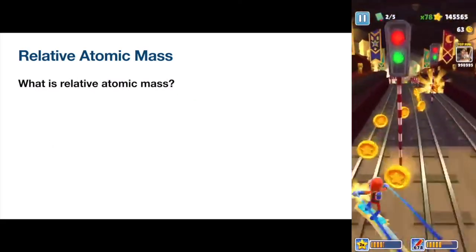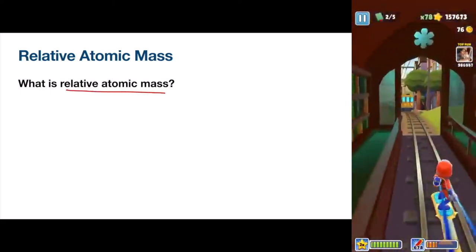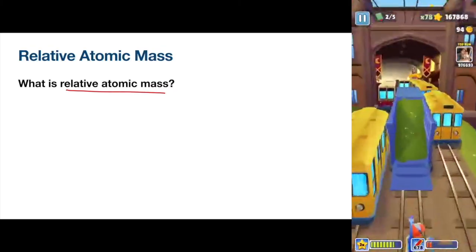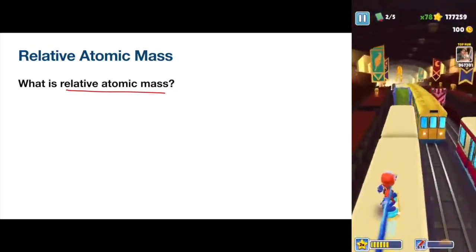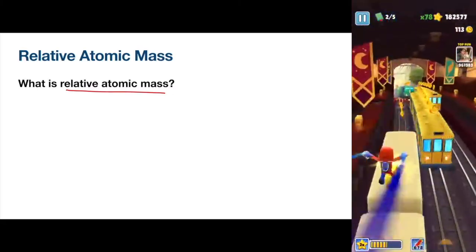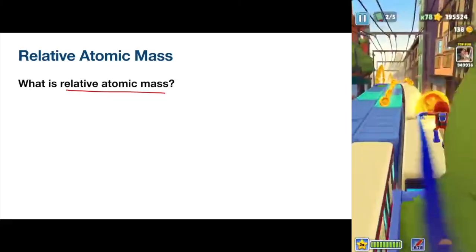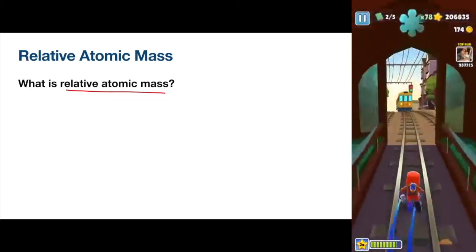So what is the relative atomic mass? But before we talk about the relative atomic mass, let's first ask a simple question. How do we measure the mass of a single atom? We know that atoms are very, very small. Therefore, they have very small masses. So it is not practical to use their actual masses in calculations.